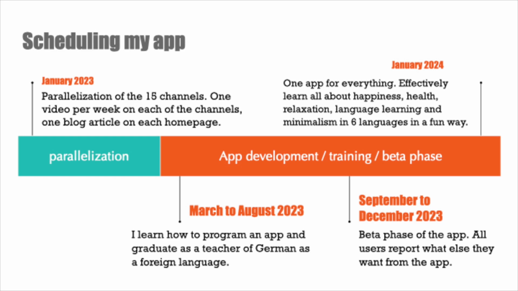September to December 2023. Beta phase of the app. All users report what else they want from the app. January 2024. 1 app for everything. Effectively learn all about happiness, health, relaxation, language learning, and minimalism in 6 languages in a fun way.